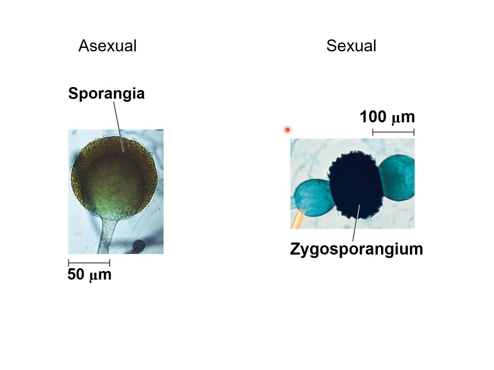Zygomycota can reproduce sexually and asexually. The sexual spores have a different name than the asexual spores. The asexual spores are just in general called sporangia. These sexual spores are going to develop once the hyphae combine. They're going to develop eventually into a mature, what's called zygosporangium.